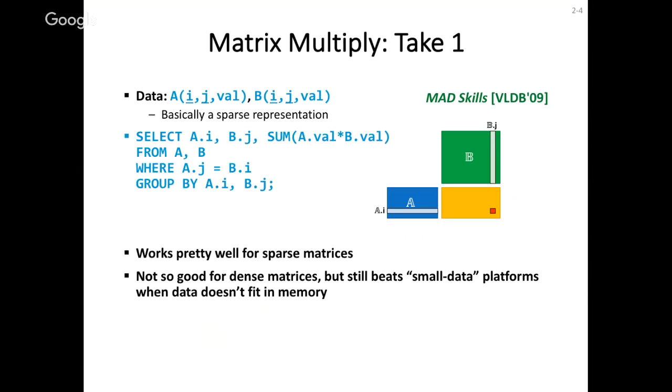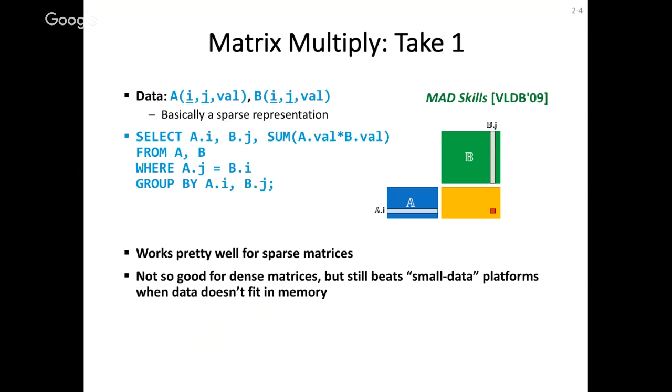Matrix multiply, okay? So consider two matrices, A and B. Okay, you can represent them simply as two tables. Right? So I is the row number, J is the column number, and value is basically the value at this particular entry location within the matrix. Right? So this is basically a sparse representation of the matrices. And you can actually just write matrix multiply using this join followed by group by and then finally aggregation. Right? It's easy to see, right?